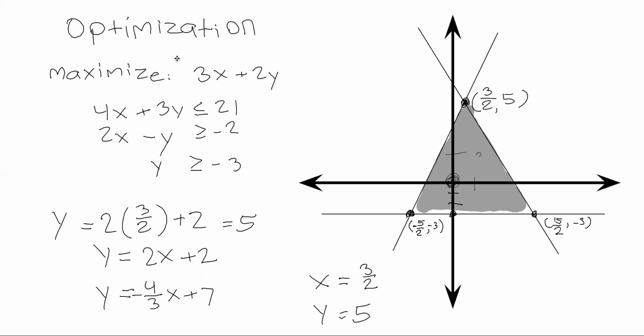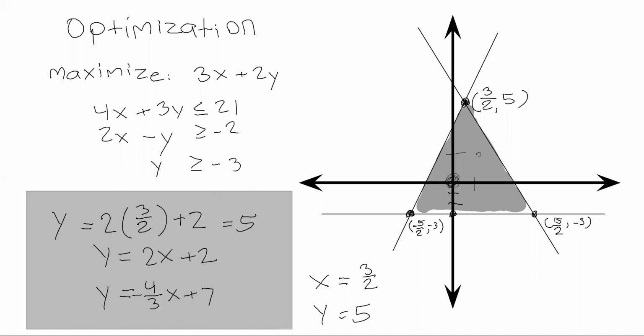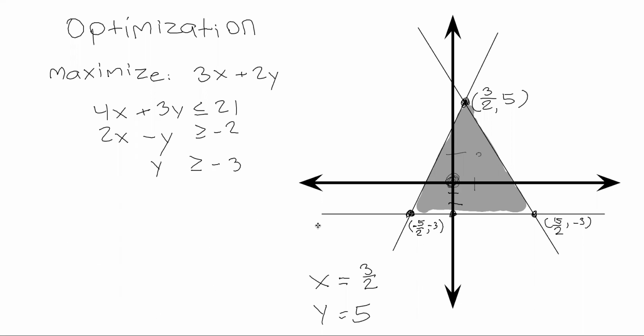All right, so we've already done most of the heavy lifting. Now it's just a matter of testing each of these 3 vertices to see which one produces the higher quantity. See which one has the highest value of 3x plus 2y. So let's start with our top one. We have x is 3/2 and y is 5. So let's label these maybe point A, point B, point C.